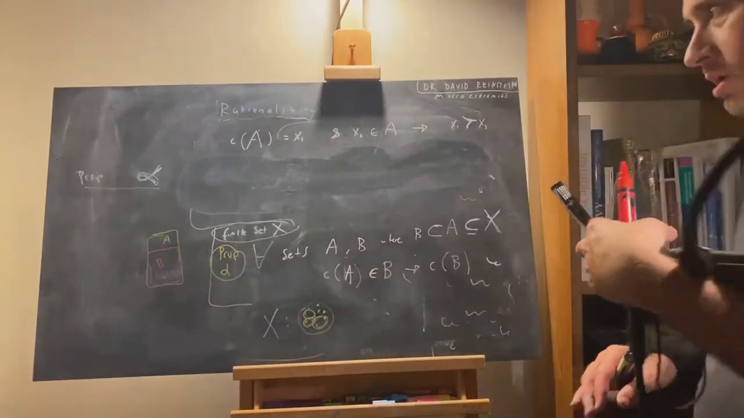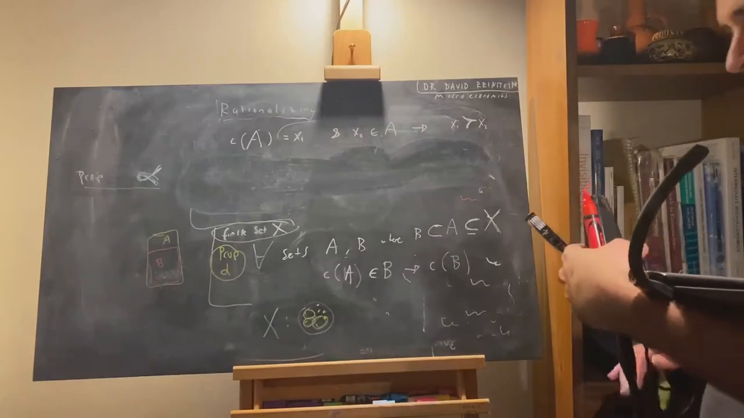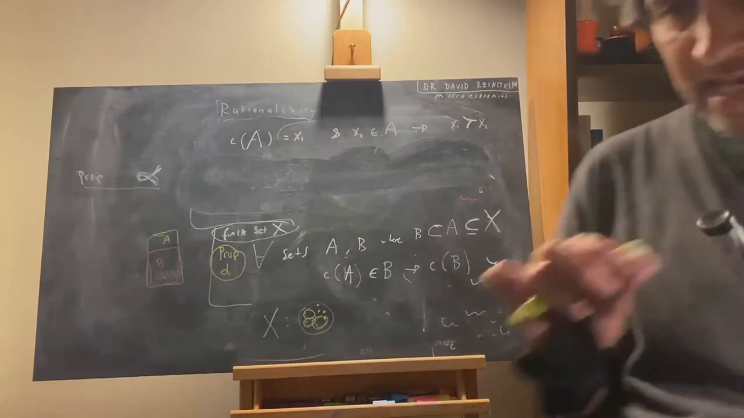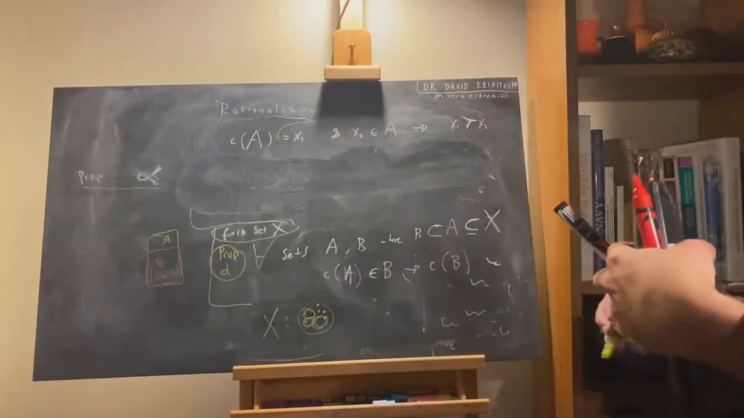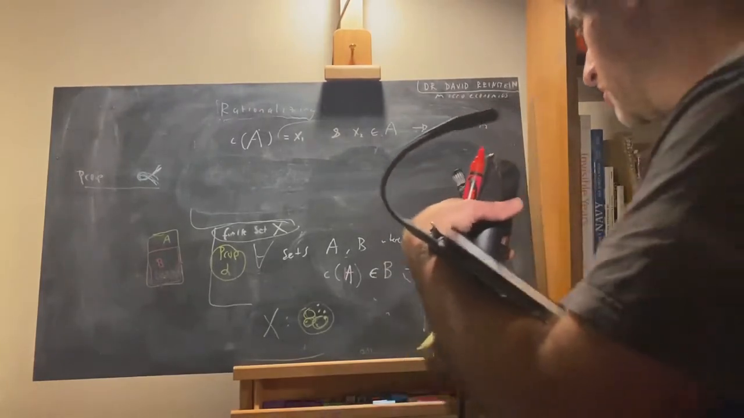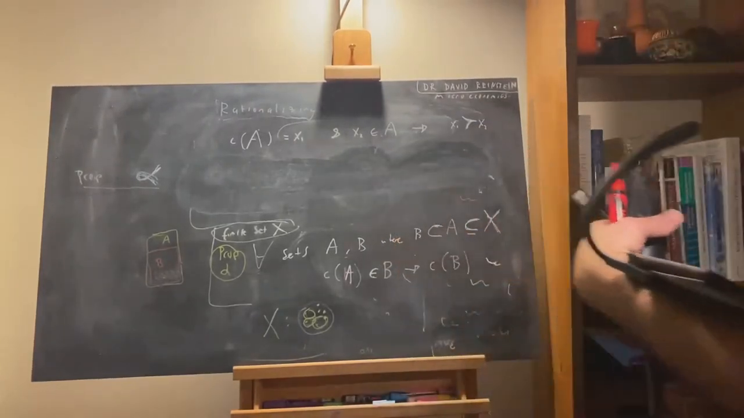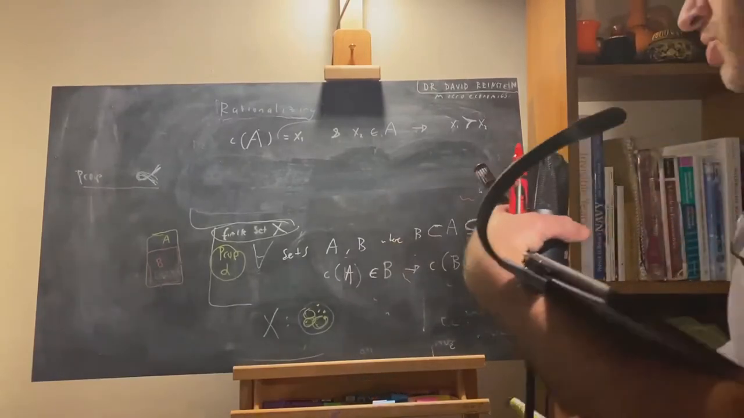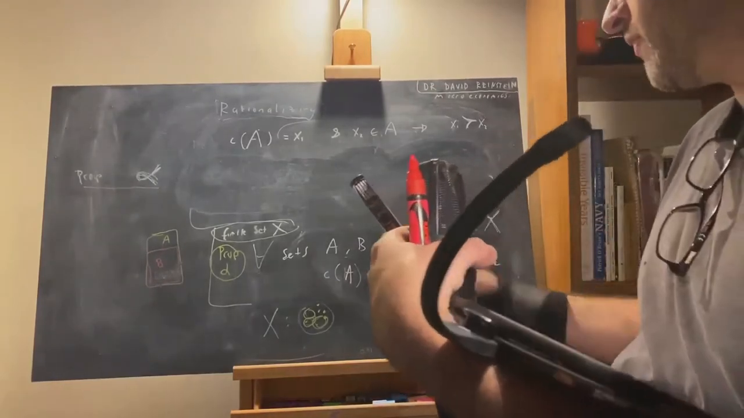Okay, well, we haven't proved that. I'd have to prove it's necessary and sufficient. I'm just going to focus on one of them, taking it from the Osborne Rubinstein book. Let me first remind you what rationalizing a choice function is.